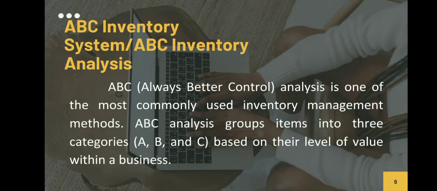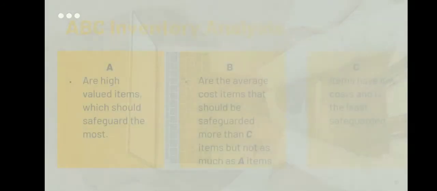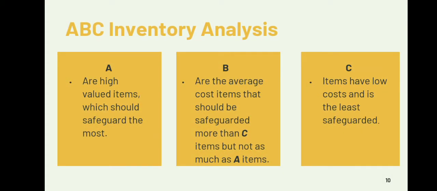for your business. As the name implies, ABC analysis sorts inventory into three buckets. A are the high-valued items which should be safeguarded the most. B, on the other hand, are the average cost items that should be safeguarded more than the C items, but not as much as A items, while C items have a low cost and are the least safeguarded.